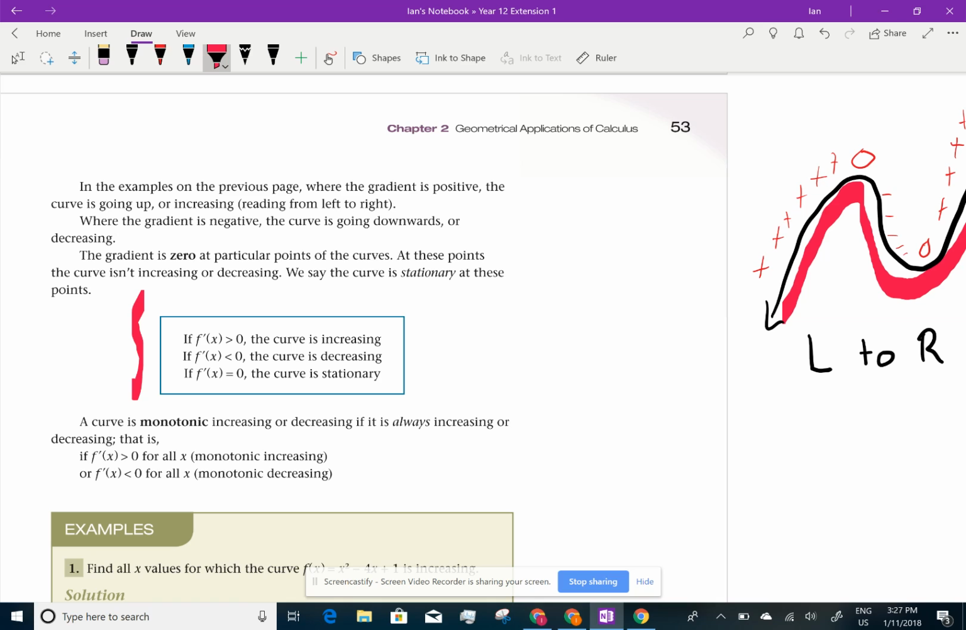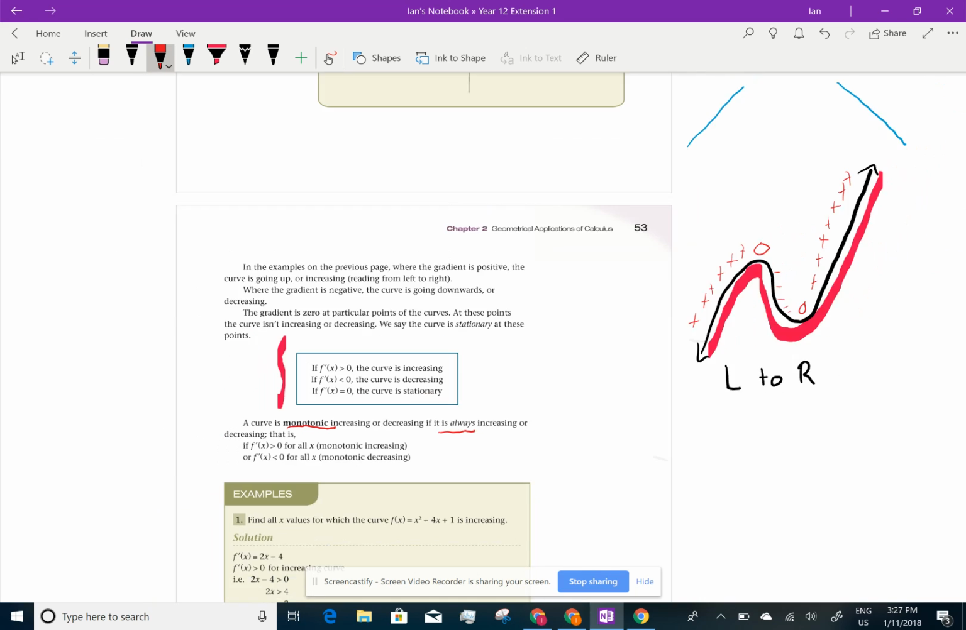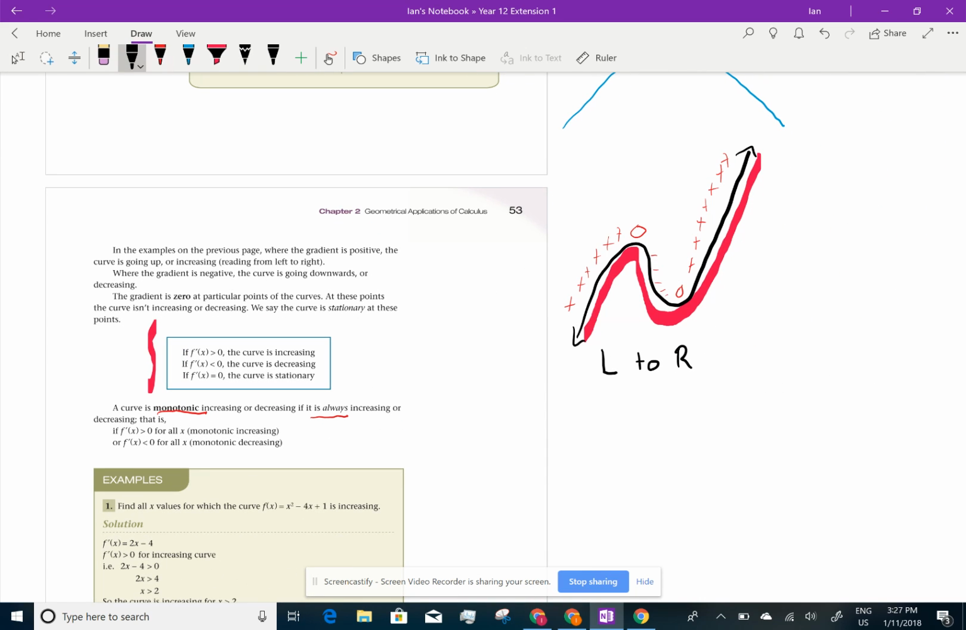Now, another term here is monotonic. And monotonic means it's always the same. It doesn't change. So if a curve is monotonic increasing or monotonic decreasing, that means it's always going up or always going down. I wonder what sort of curves do that.